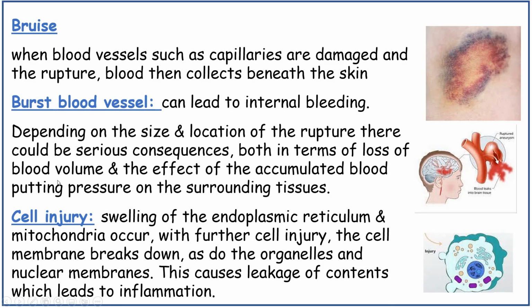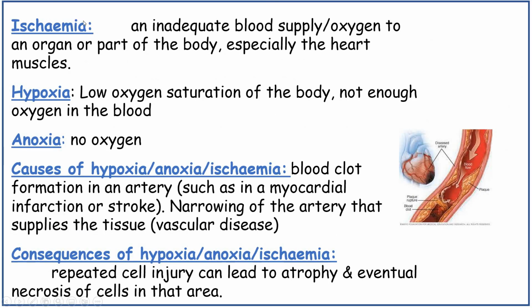Cell injury. So swelling of the endoplasmic reticulum and mitochondria can occur with further cell injury. The cell membrane breaks down, as do the organelles and their nuclear membranes, which can cause leakage of the cell contents, which leads to inflammation. Ischemia is an inadequate blood supply or oxygen to an organ or a part of the body, especially the heart muscle.